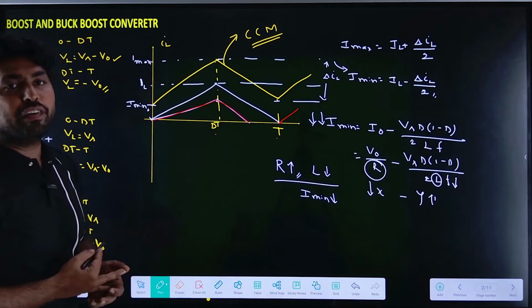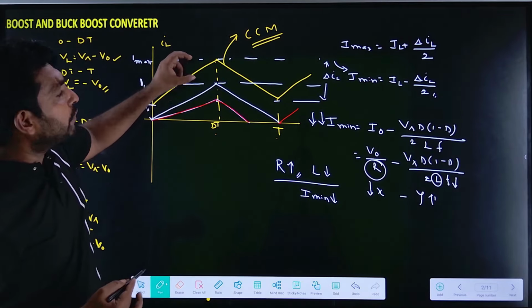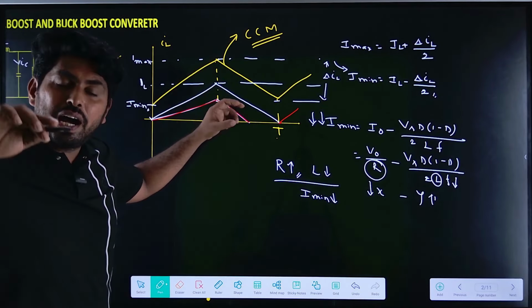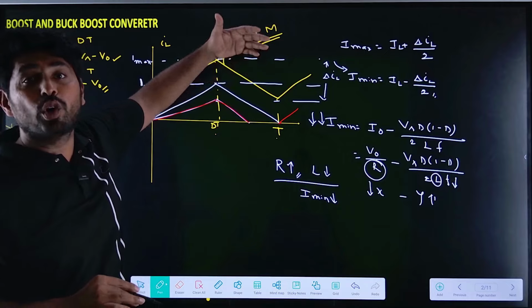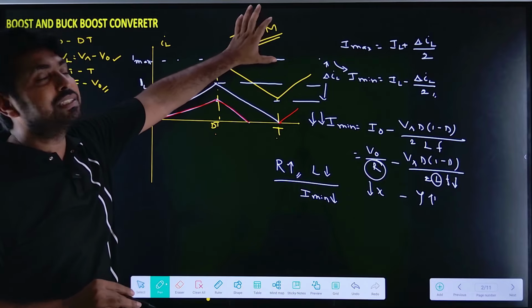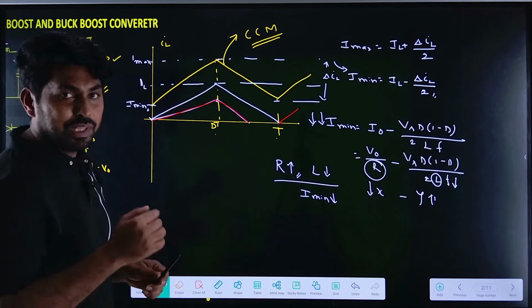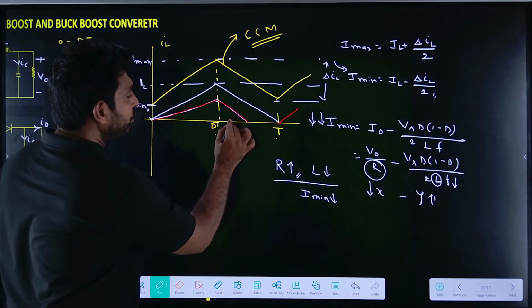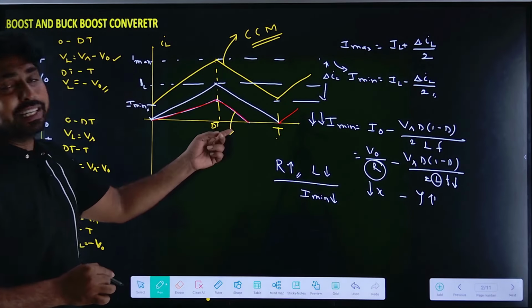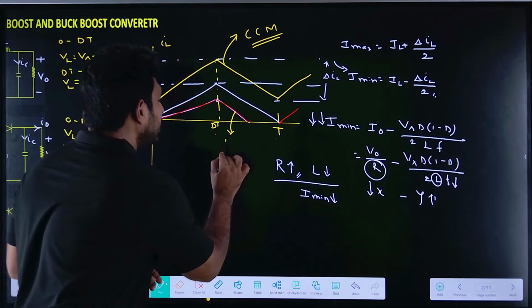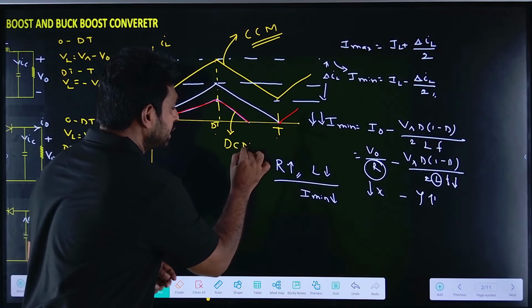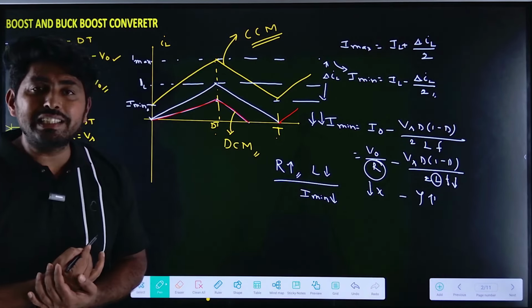So how can we define that? If the inductor current waveform is continuous and always positive, we can call this a continuous conduction mode. If the inductor current is 0, this red color is the discontinuous conduction mode. So what is discontinuous conduction mode?